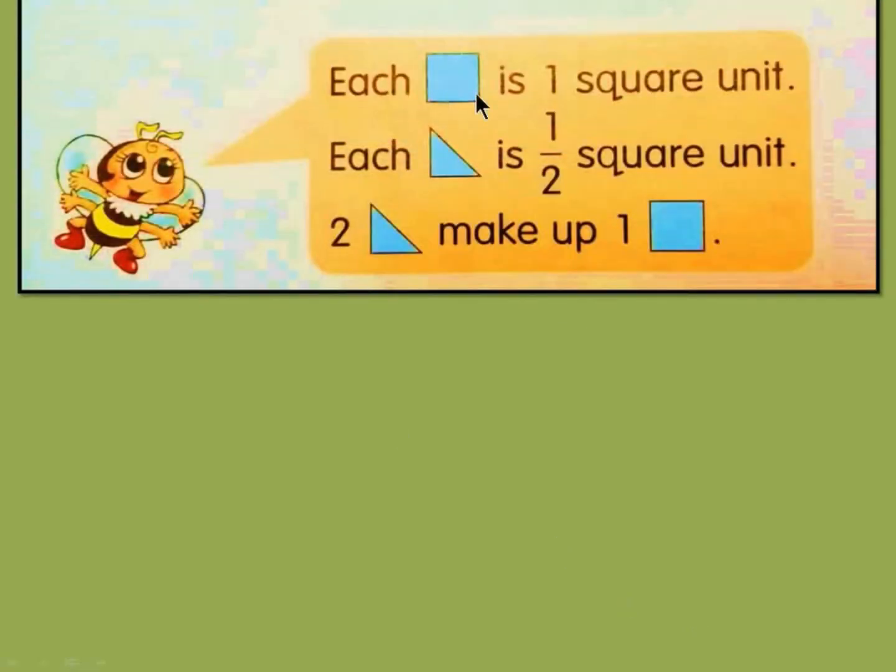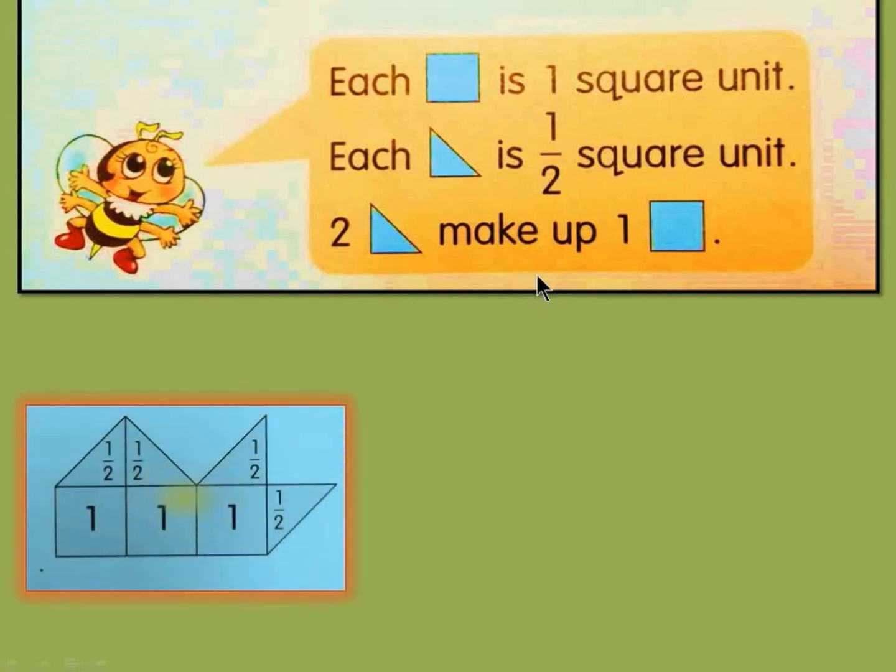See, each triangle square is 1 square unit, and now if we cut this square, it will become half. That means it is half square unit, right? That means if we join two triangles, it is how much? Two triangles make up one square.